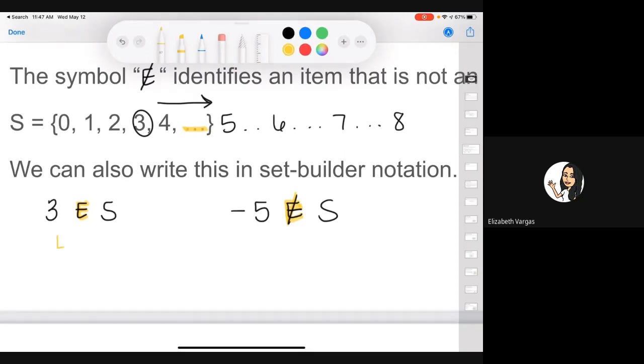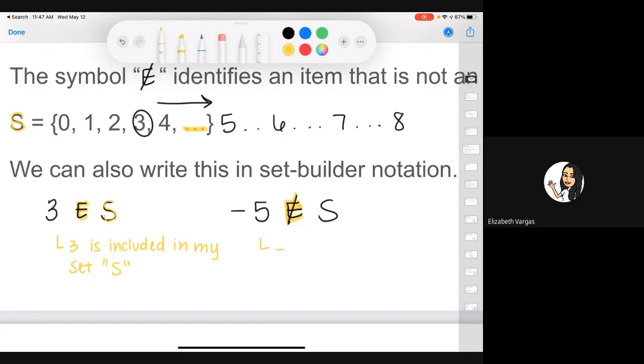This ∈ tells me that 3 is included in my set. And because my set here is named S, that's why I write S here. So 3 is included in my set named S. That's what that's telling me right there.